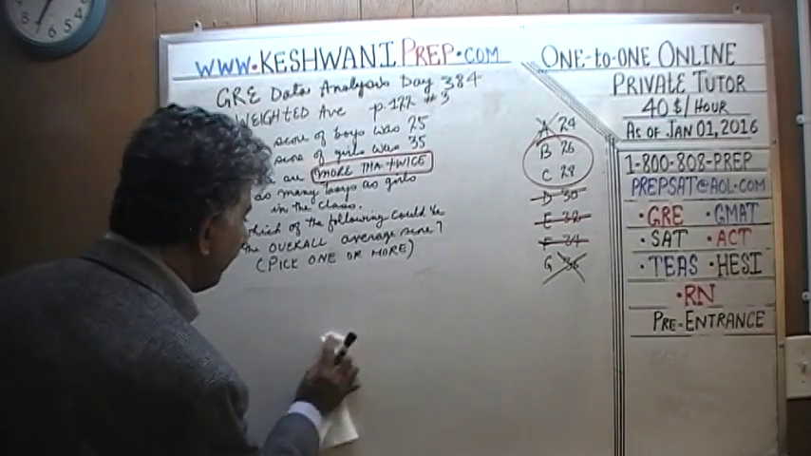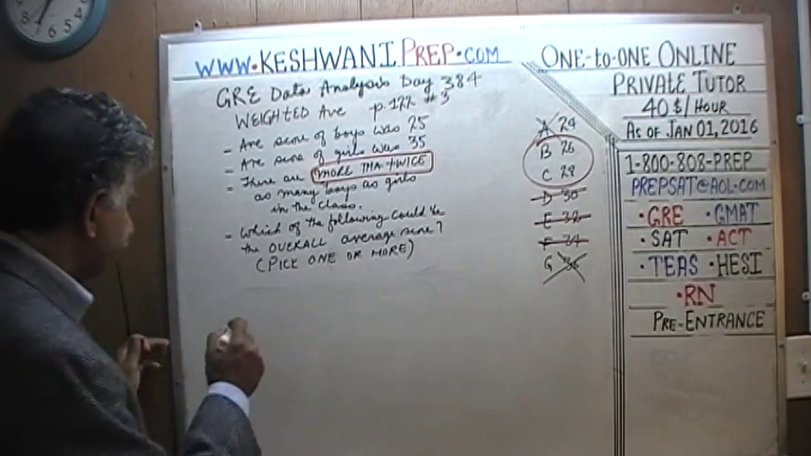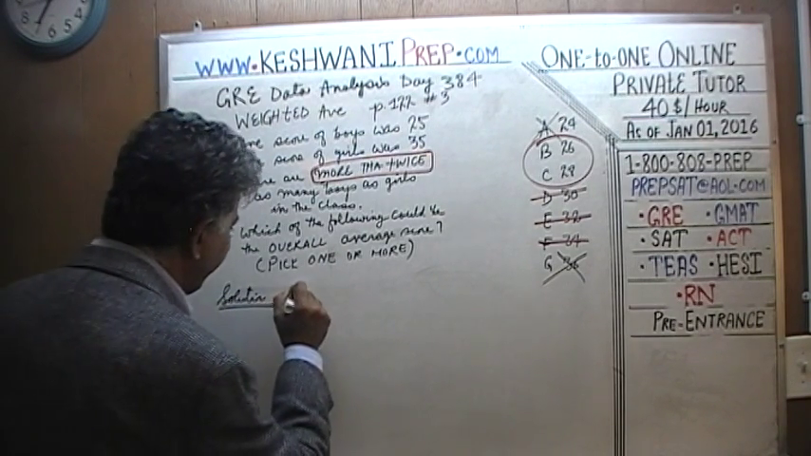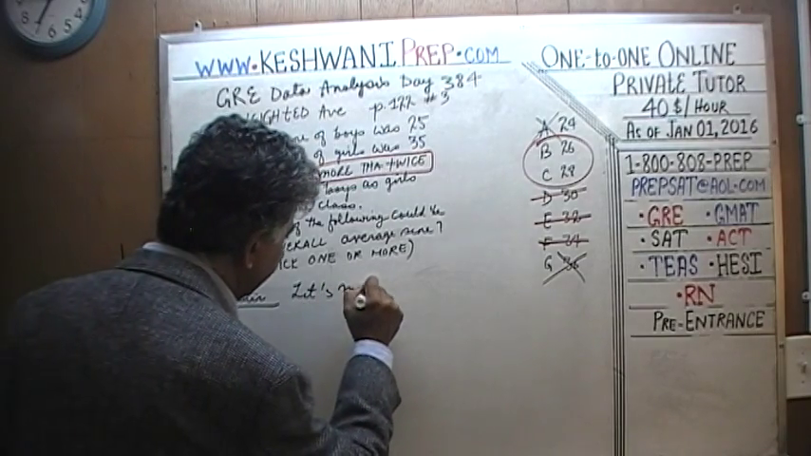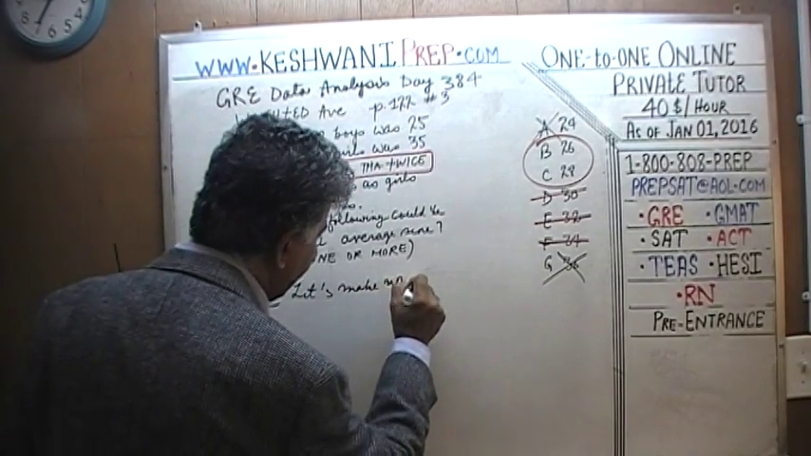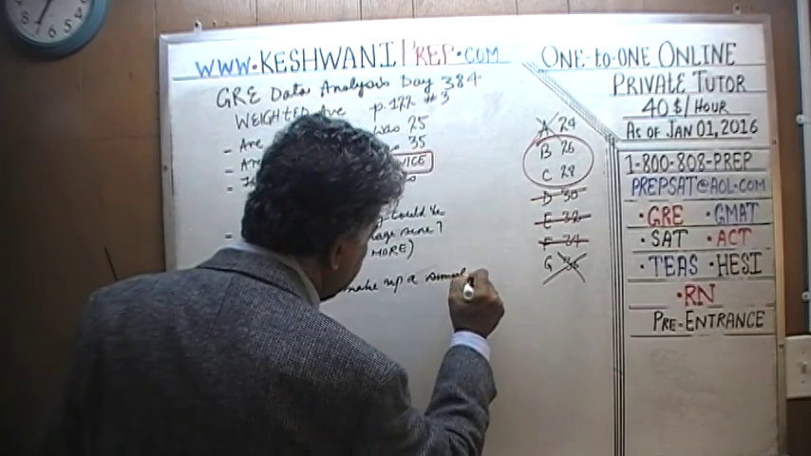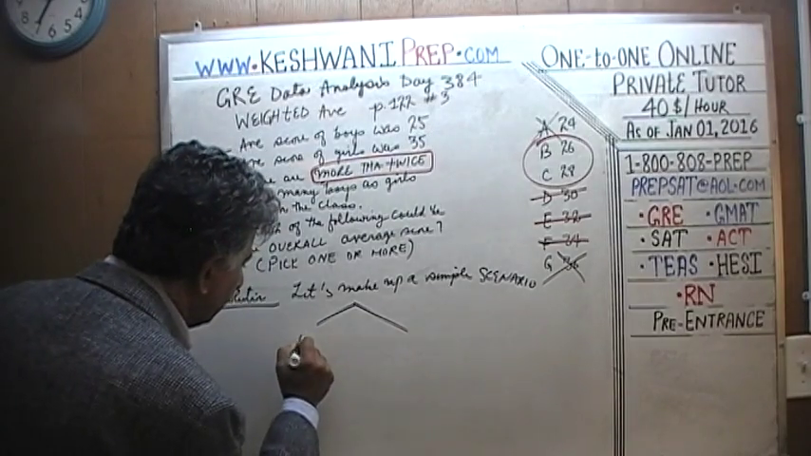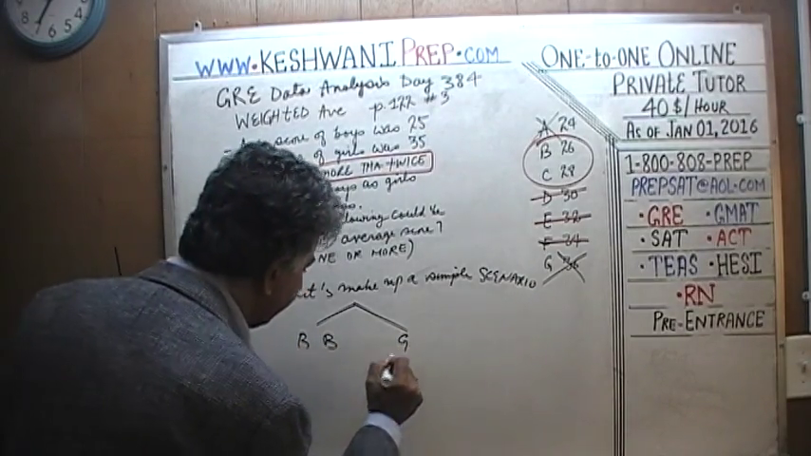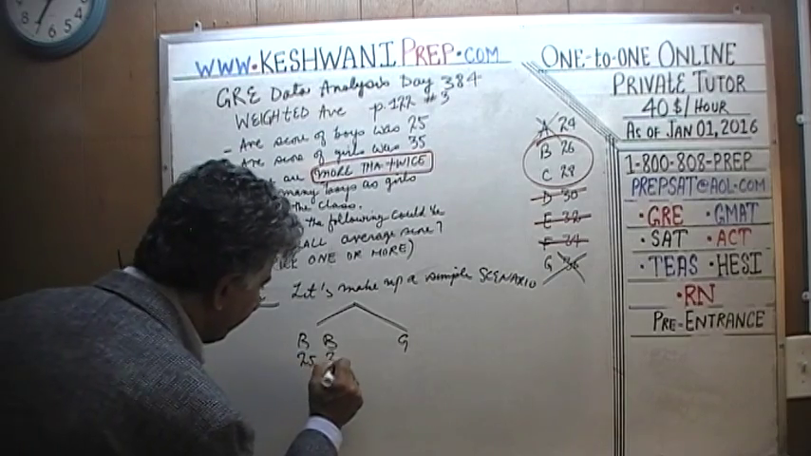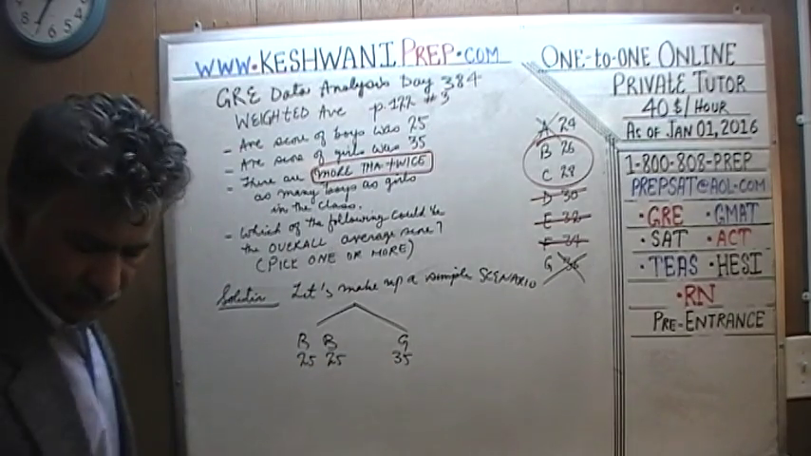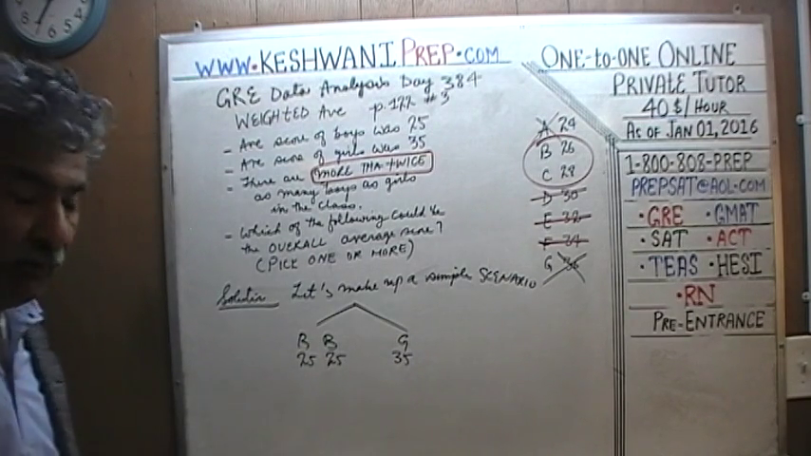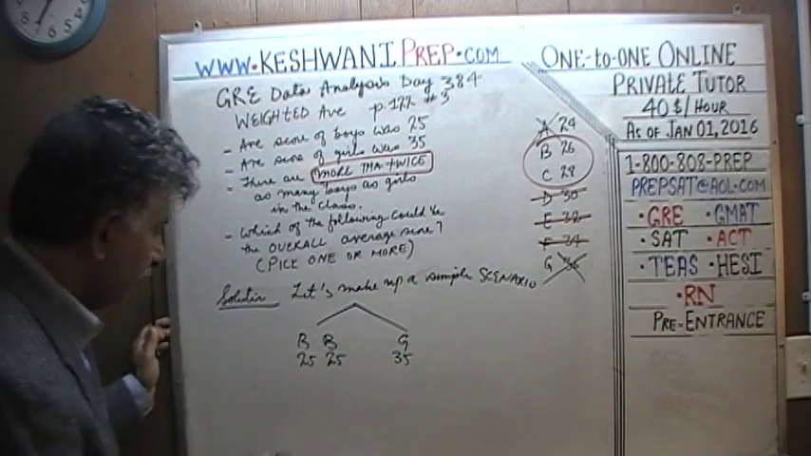The answer is this. Another way we could have looked at it is by making up a simple scenario. Let's make up a simple scenario where we have two boys and one girl. So boys have scored 25 points, 25 points, and the girl scored 35 points. As you can see, the average score of boys is 25, the average score of the girl is 35. Let's see what the overall average is going to be in this scenario.